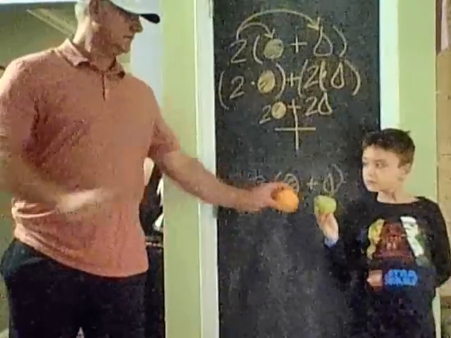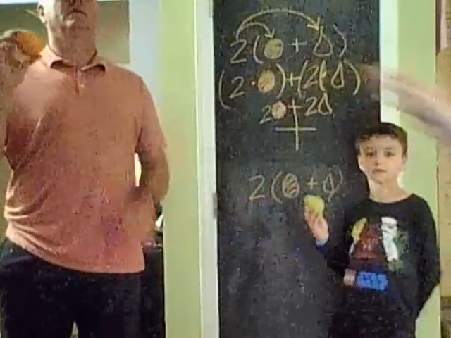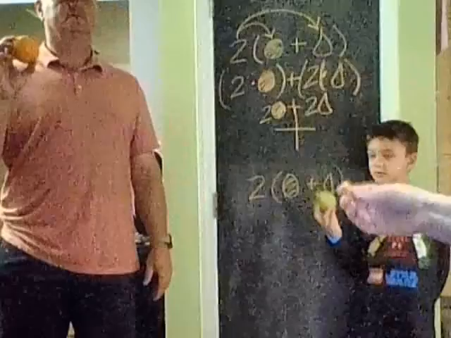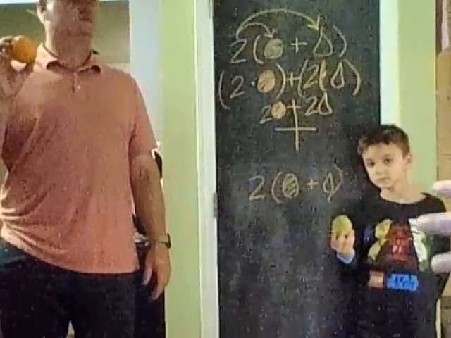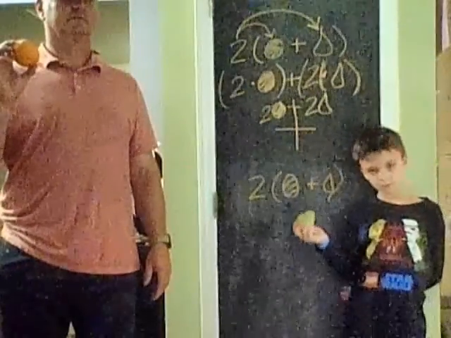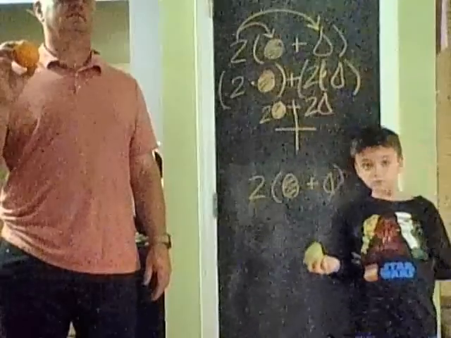Now, we can't combine the orange and the pear because I don't think they've made a hybrid orange pear yet, and I don't know that I'd want to try that. They are not the same. Remember, in order to combine variables, they have to have the same variable and the same exponent. These are not the same variable.